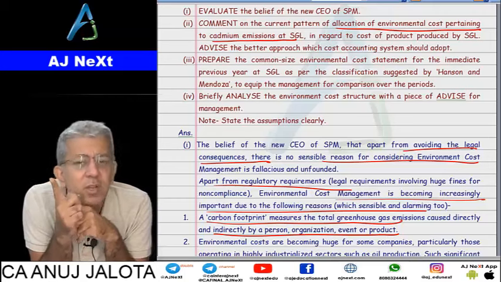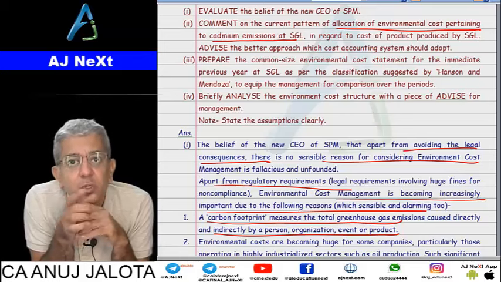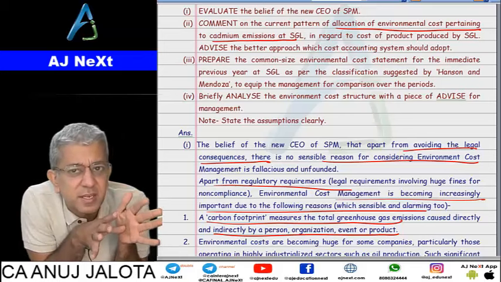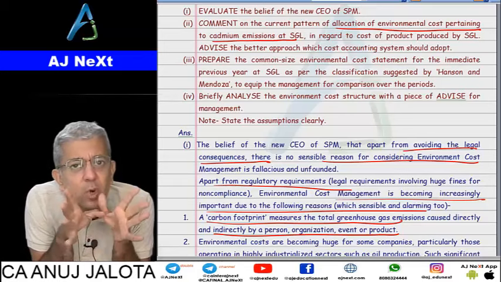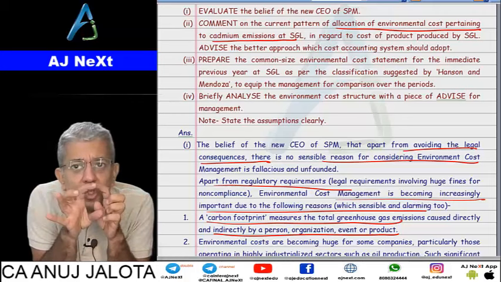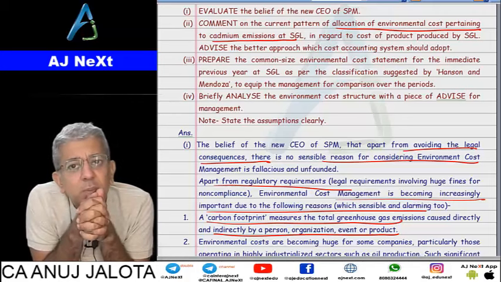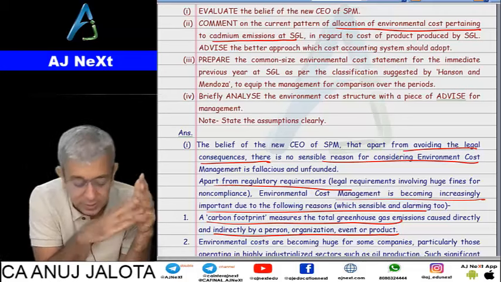You all have done one of the questions in activity-based costing also, whereby there is an incinerator and some cost is incurred, but then we charge the cost of the incinerator to the amount of waste produced. Okay, now that is your second part.